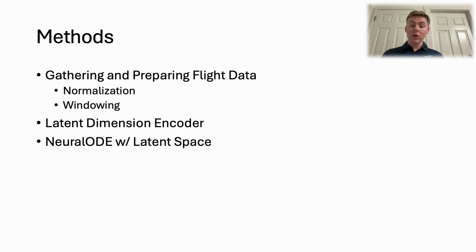To implement this NeuralODE, there are three main steps. The first was gathering and preparing flight data. This included normalization of the data and windowing of the data, since I was dealing with lots of different rocket trajectories that launched for different periods of time. Next after that was creating a latent dimension encoder. I'll discuss that in a future slide. And then finally, creating the NeuralODE with latent space and training and testing that.